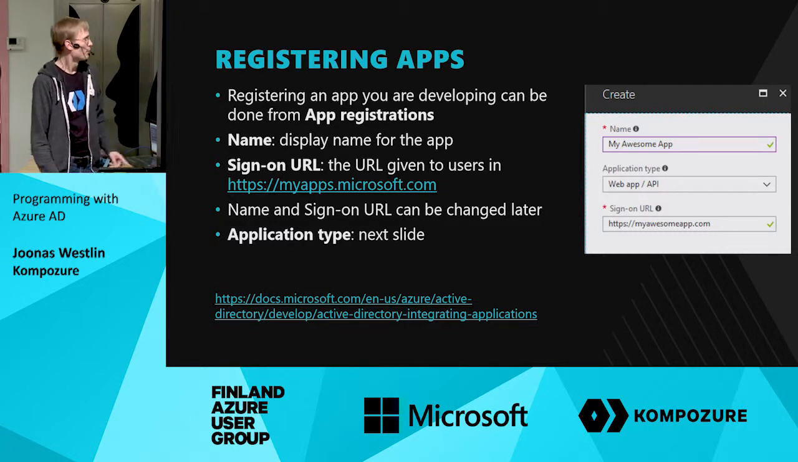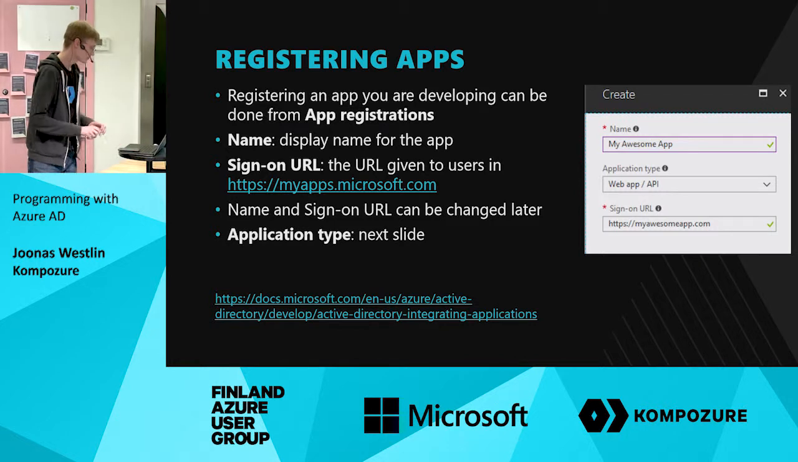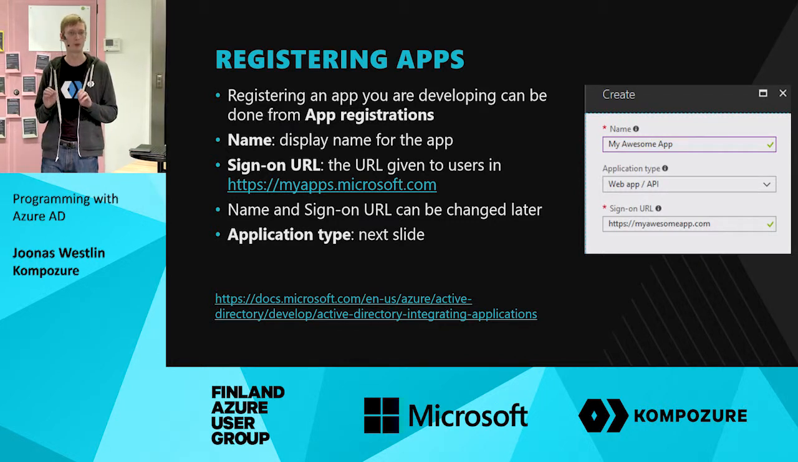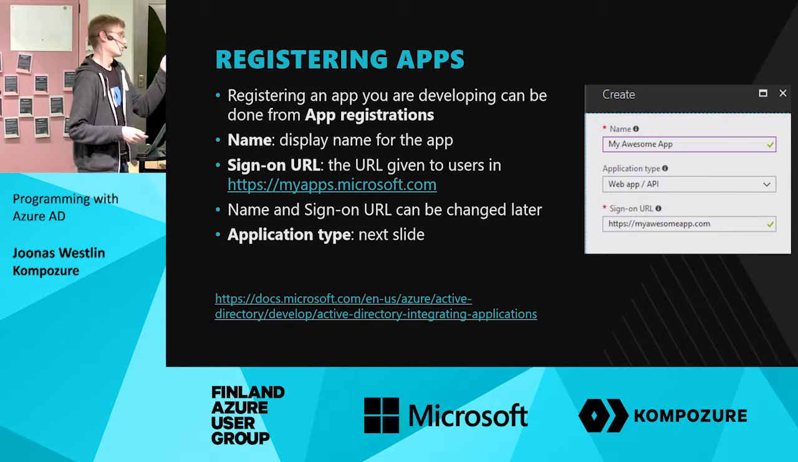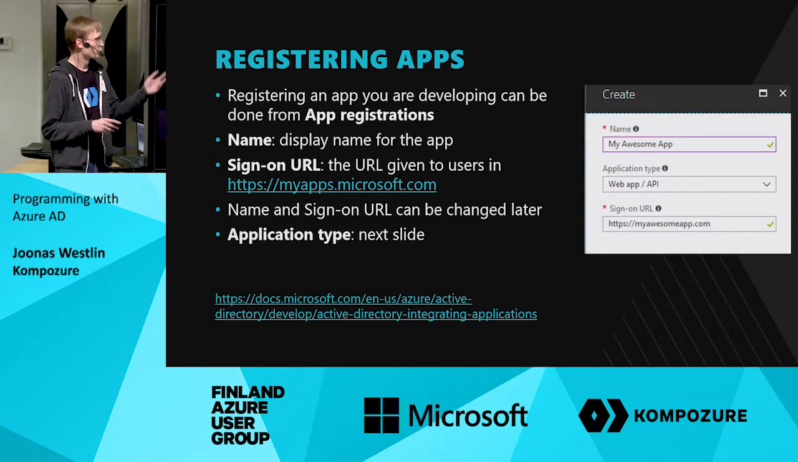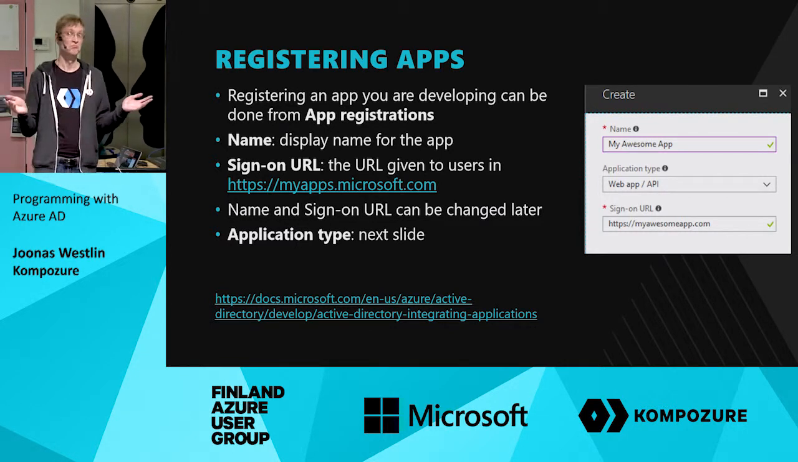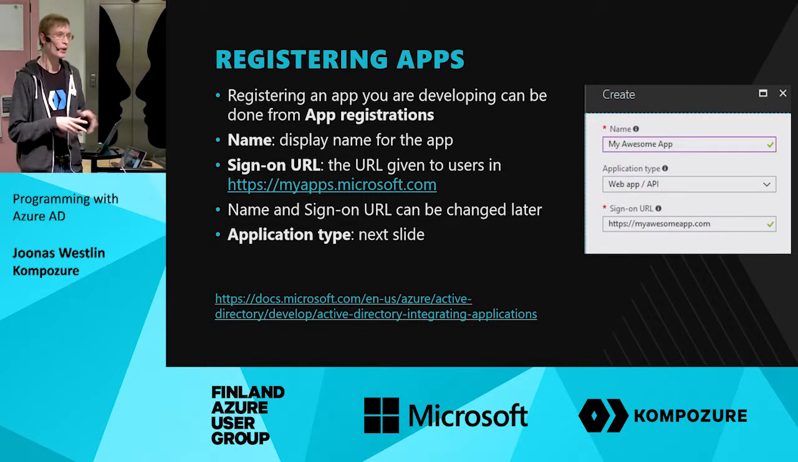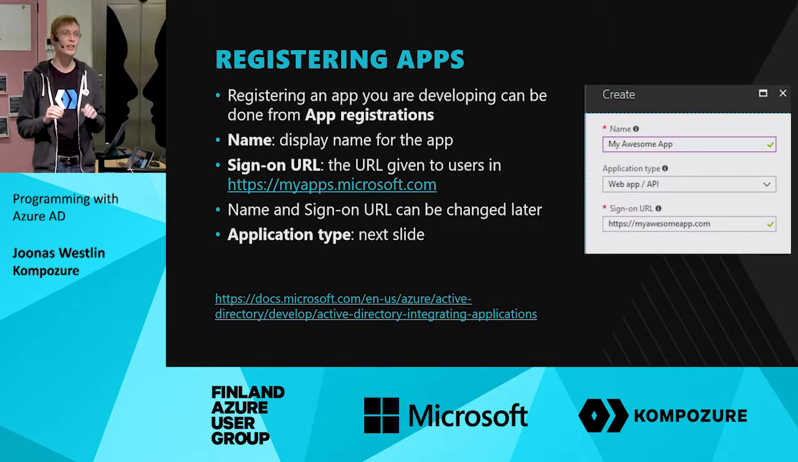But the application type is something that I want to discuss a little bit more. This is one setting that you basically cannot change afterwards. So the portal options are a little bit confusing in my opinion. You have a choice between web app / API and native. My first thought when I started developing with Azure, when I was registering my first app, it was a scheduled Azure web job.